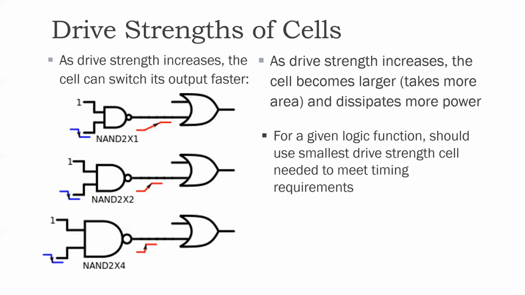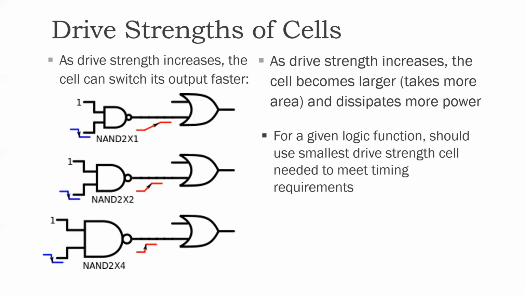So what is the meaning really of different drive strength? As drive strength increases, the cell can switch its output faster. That's the key thing for drive strength. The reason we have different drive strengths is that the timing characteristics of the gate change as the drive strength changes. The functionality remains the same. The timing properties change.